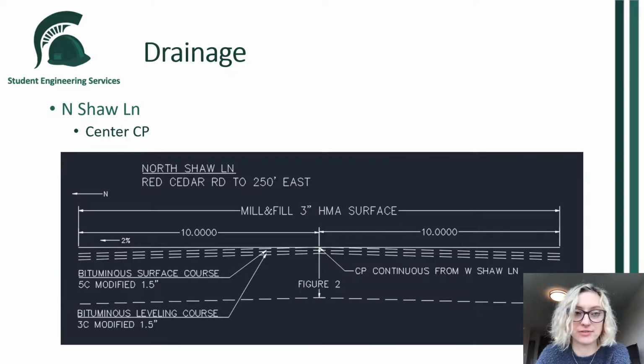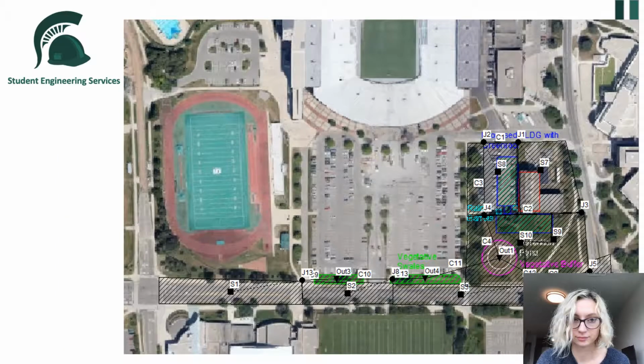Lastly, we have our profile for that small section of North Shaw that we're paving. You can see right in the middle and in the previous slides, figure 2 is pointed out, which is just saying that this is where the road cross-section would go that we showed in the previous slide. I also included the hydrology map here, so you can see this stretch of West Shaw where we have S1, S2, and S3. That's where we needed the road to all be draining towards the north of campus. So the crown point was put as south as possible.